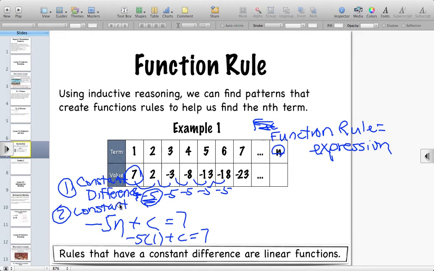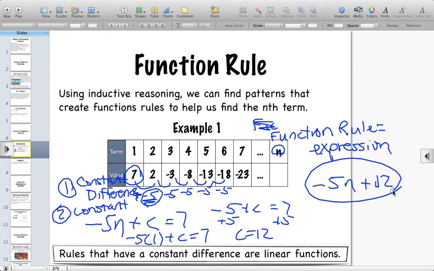So let's solve this out. We get -5 plus some constant equals 7. So add 5 to each side, and c is equal to 12. So we are using our inductive reasoning to determine that the rule is -5 times n plus 12. And that's supposed to give me some value.